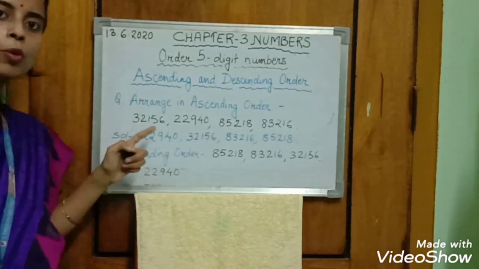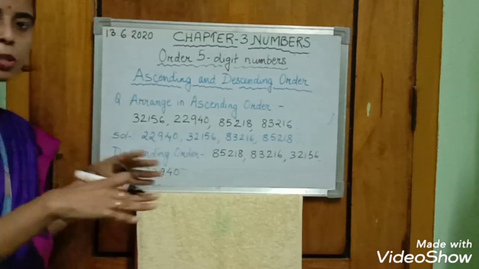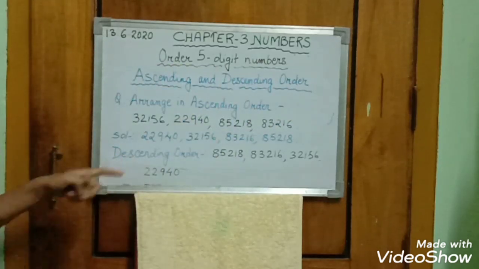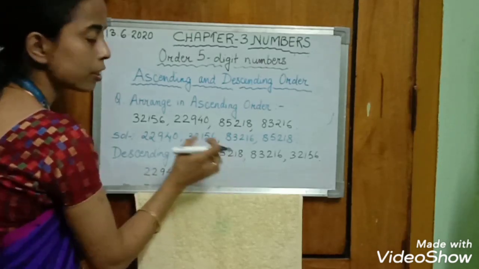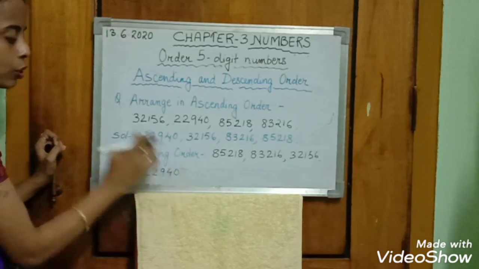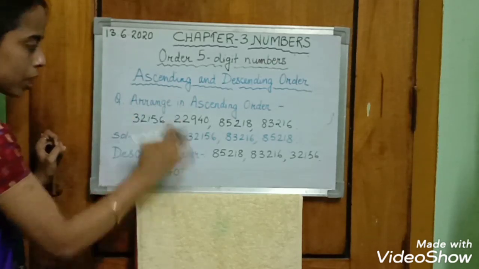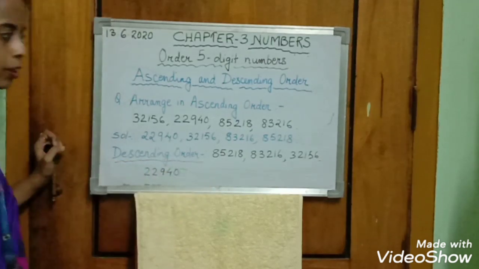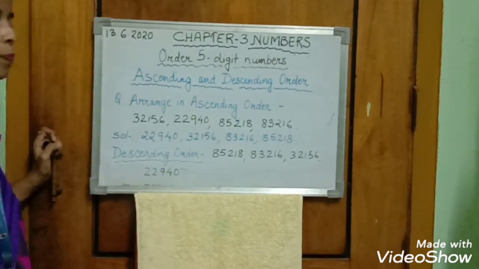Alright, descending order is the reverse of ascending order. Ascending order, what we do? We arrange the numbers from the smallest to the largest. In descending order, what we do? We arrange the numbers from the largest to the smallest. So from the same example, I have shown you in ascending order and in descending order. Clear, children?